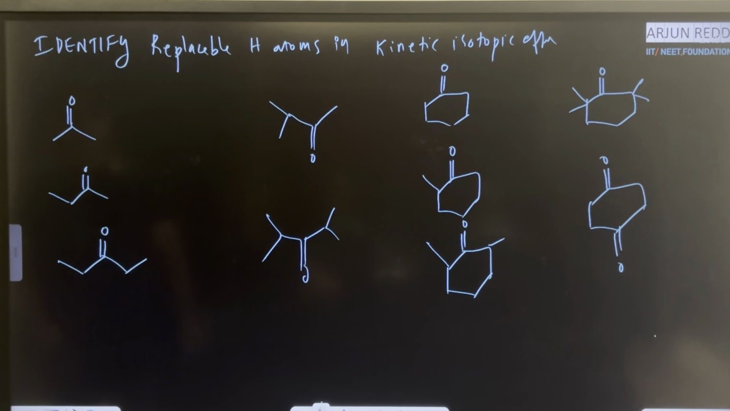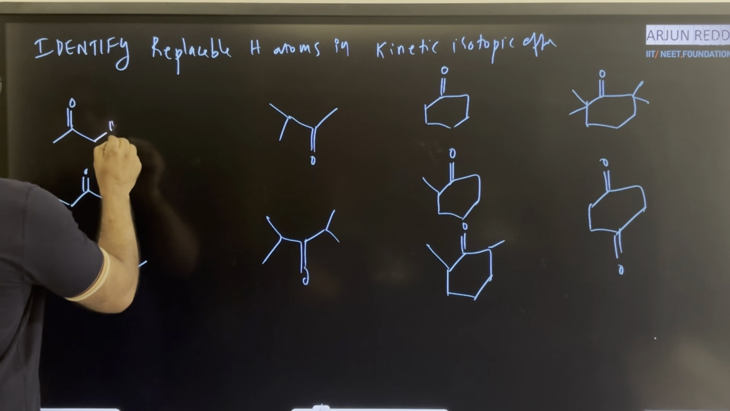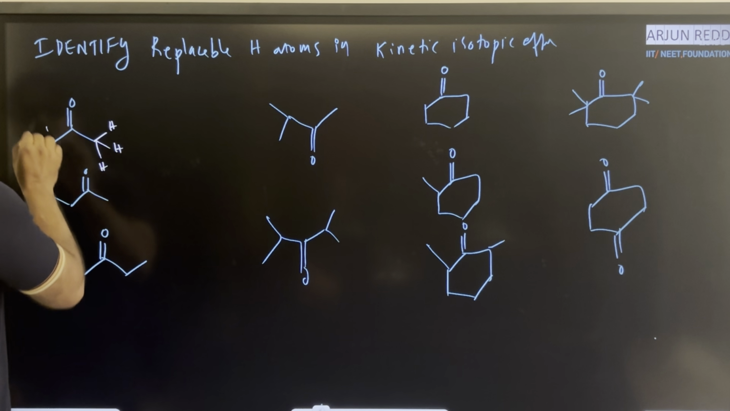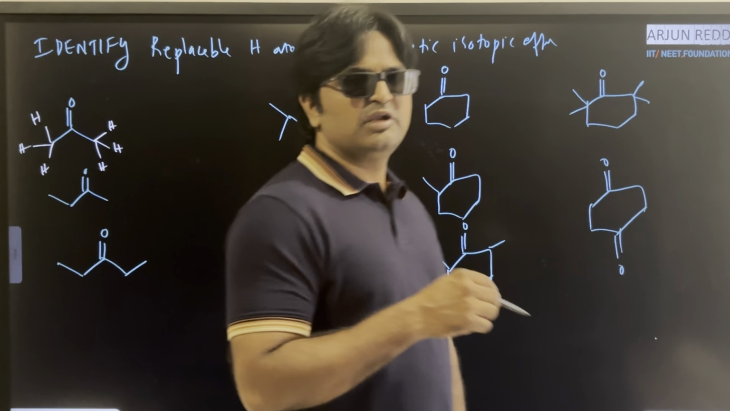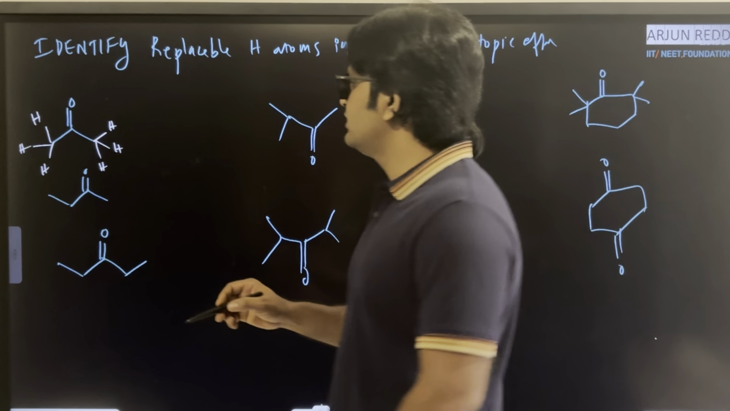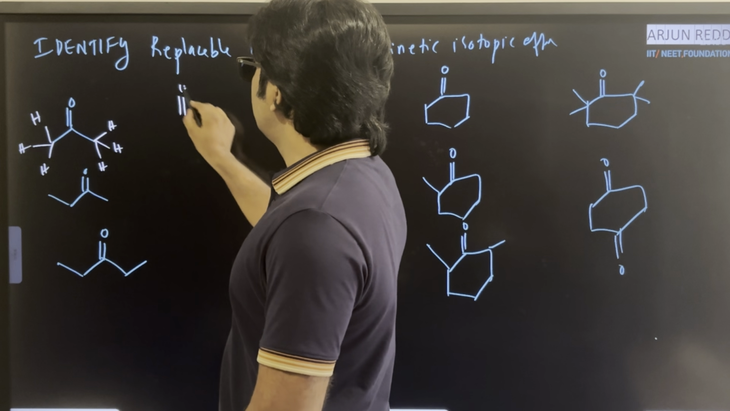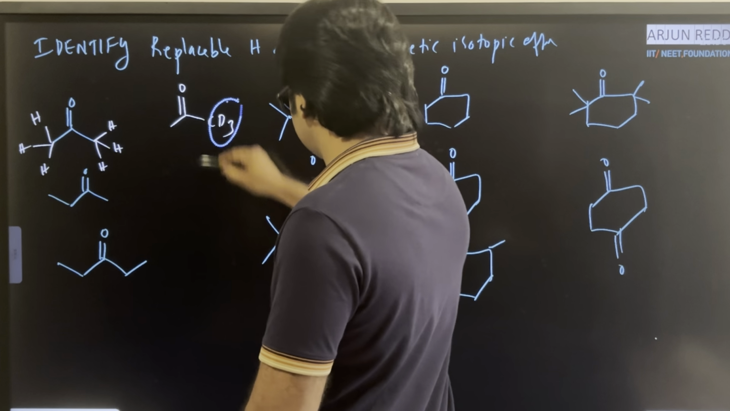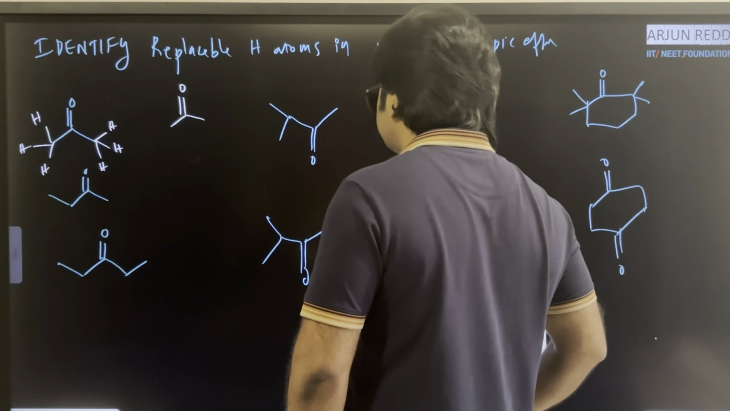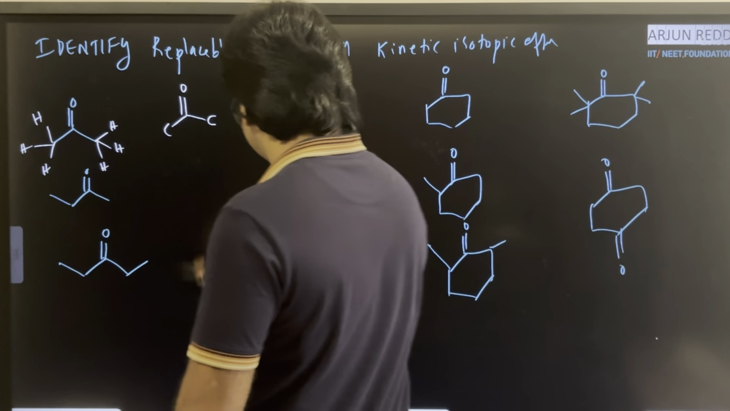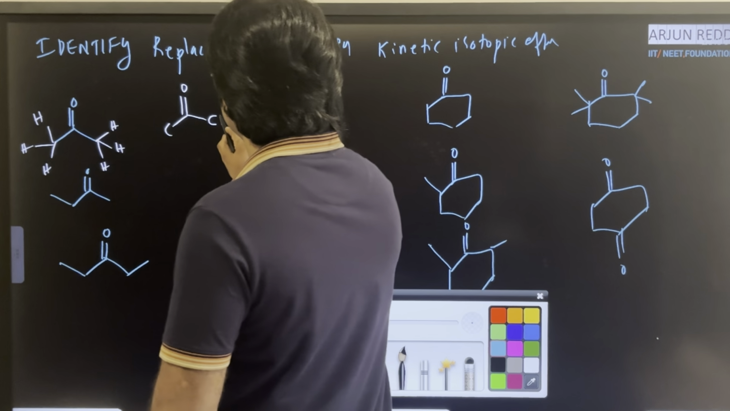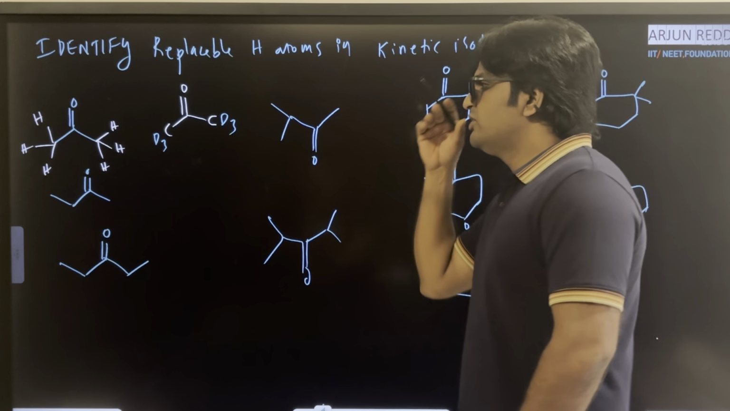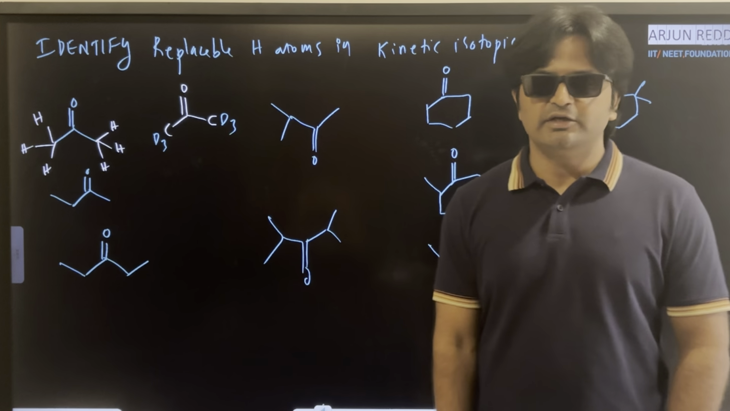Now come to this first example. How many acidic hydrogen atoms are present here? 1, 2, 3, 4, 5, 6. On long standing, according to the previous mechanism, all hydrogen atoms are replaced by deuterium. Then what is the answer here? C double bond O, CD3, again CD3. Yeah, this is the answer. How many replaceable hydrogen atoms? 6 replaceable hydrogen atoms are there.